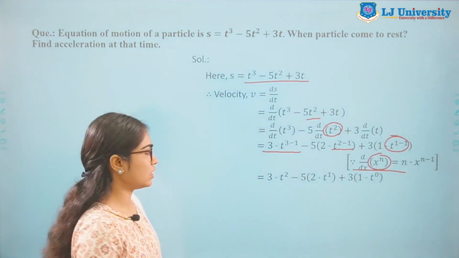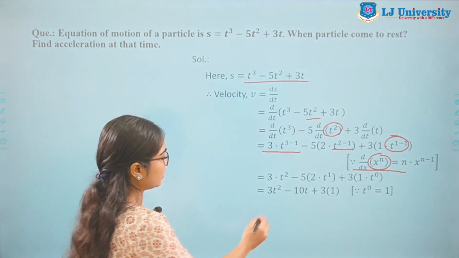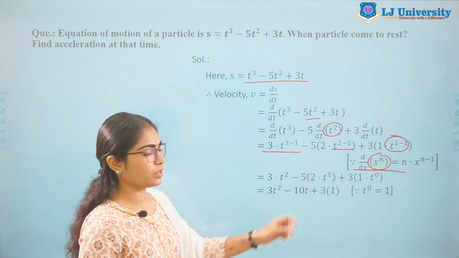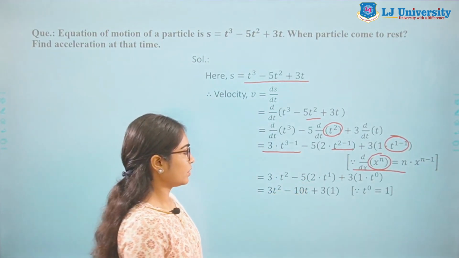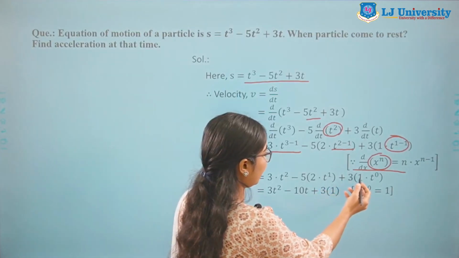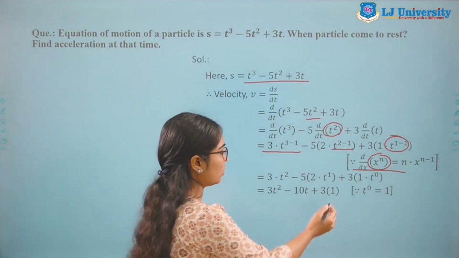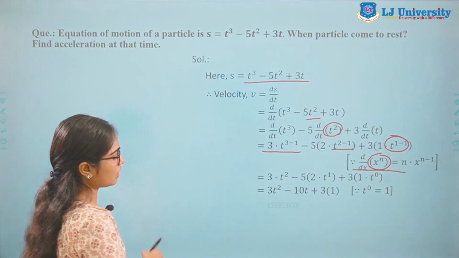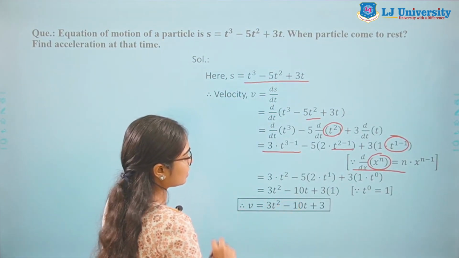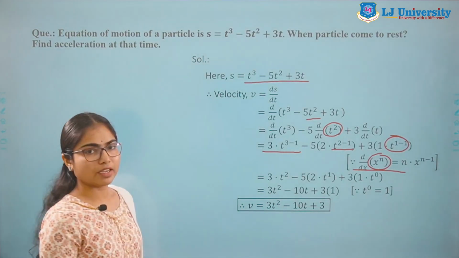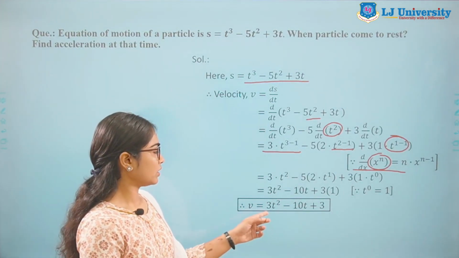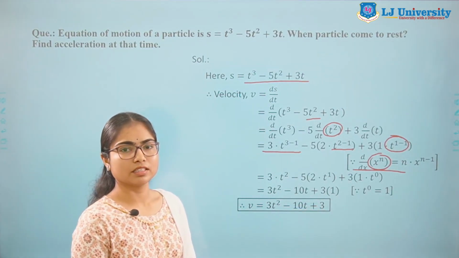Which equals 3t² minus 5 into 2, which is 10, so 10t, plus 3 into 1 into t to the power 0, which is 1. So 3 into 1, which equals 3t² − 10t + 3. So here we get the equation of velocity as 3t² − 10t + 3.